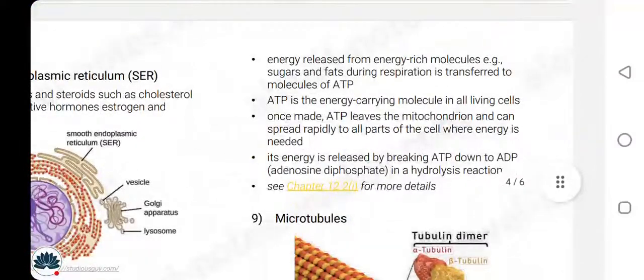Energy released from energy-rich molecules such as sugars and fats during respiration is transferred to molecules of ATP, or adenosine triphosphate. ATP is the energy carrying molecule in all living cells. Once made, ATP leaves the mitochondrion and can spread rapidly to all parts of the cell where energy is needed. Its energy is released by breaking ATP down to ADP, adenosine diphosphate, in a hydrolysis reaction.